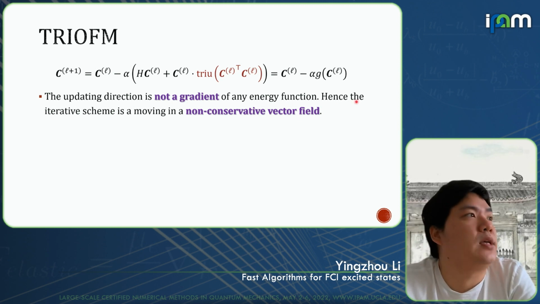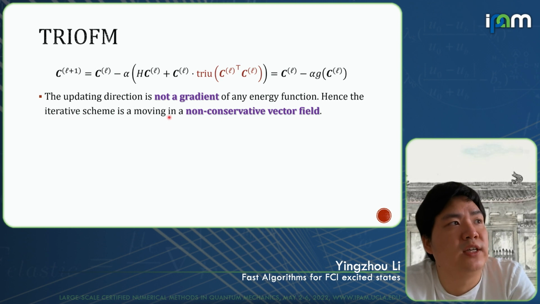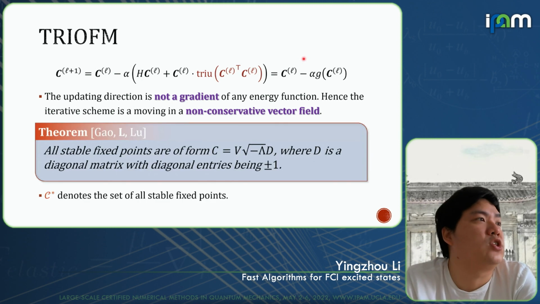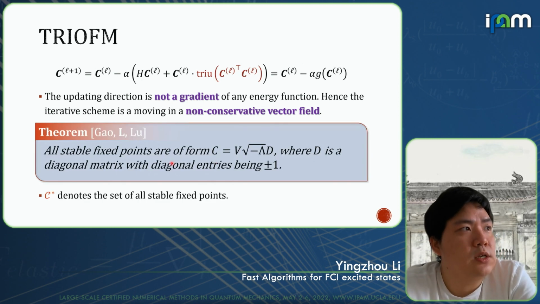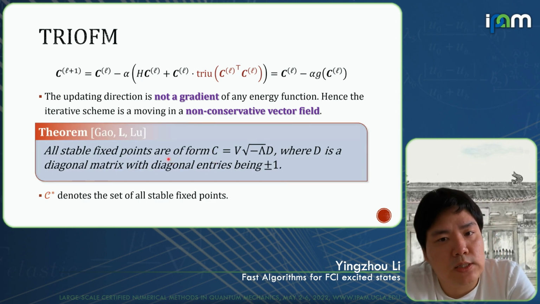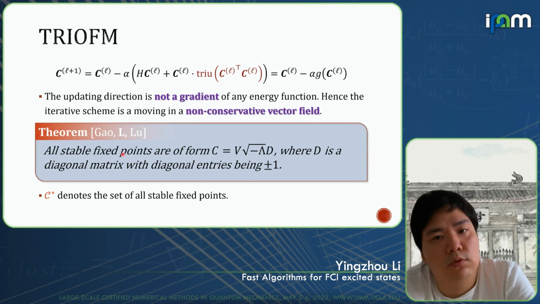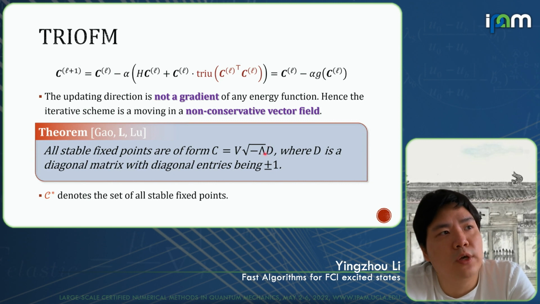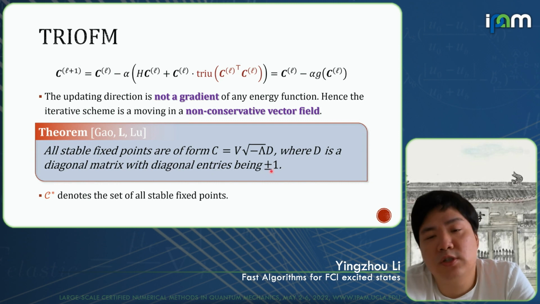Hence, the iterative scheme is actually moving in a non-conservative vector field, because this is not the gradient of an energy. But still, using dynamic system analysis tools, we can find that all stable fixed points, which means that as long as we are there, we are stuck there, all take a form like this. This is the eigenvector times the same thing, and instead of Q, we now only have D here. And D is just a diagonal matrix with entries being positive, negative, 1.